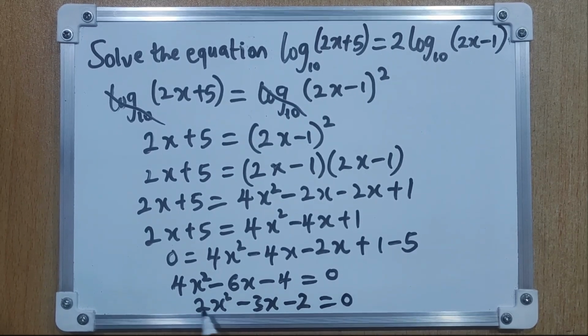So reducing it means I'm dividing it by a common factor, which is 2. So I divide 4 by 2, it gives me 2. I divide 6 by 2, I have 3. 4 by 2 again, 2.